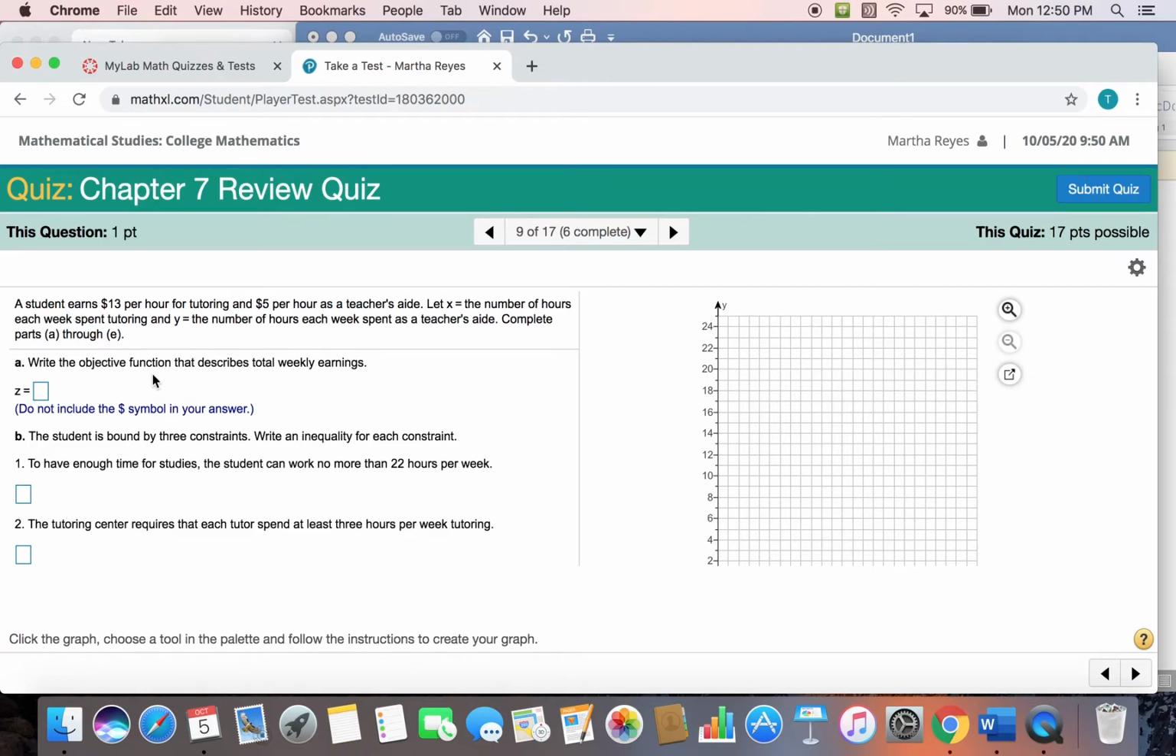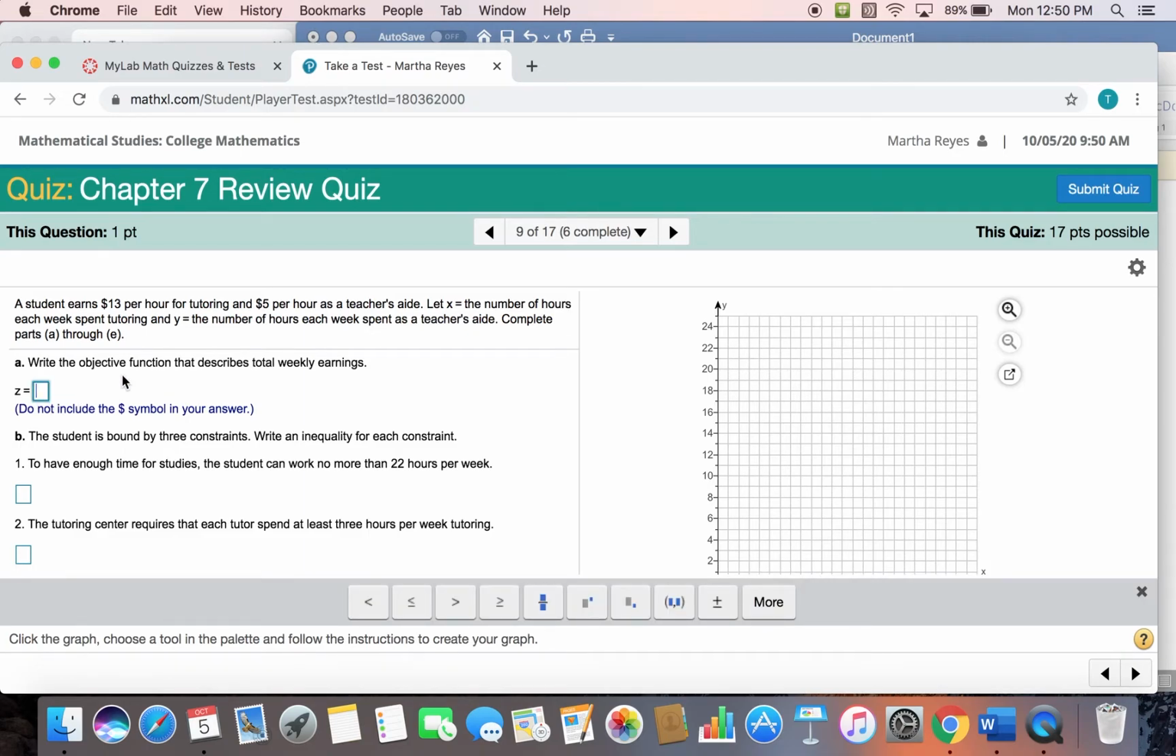Okay, so since x is the number of hours each week spent tutoring and y is the number of hours spent as a teacher's aide, z is going to be the total amount earned, which is 13 times the tutoring, which was x, plus the y value, 5y. So z equals 13x plus 5y. We don't put the dollar sign in this. Okay, so the student is bound by 3 constraints. We need to write an inequality for each constraint.